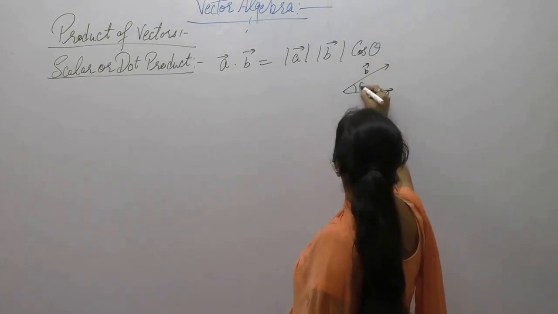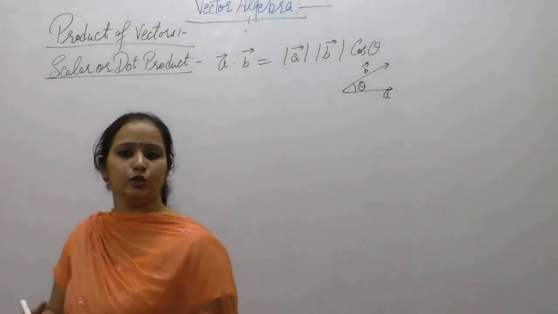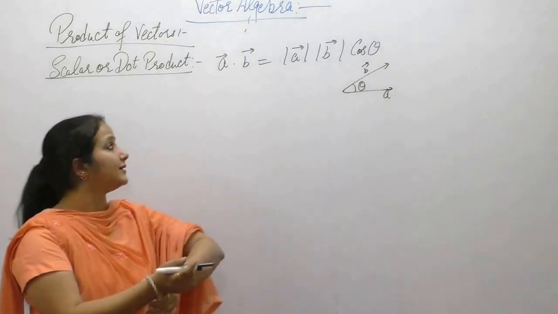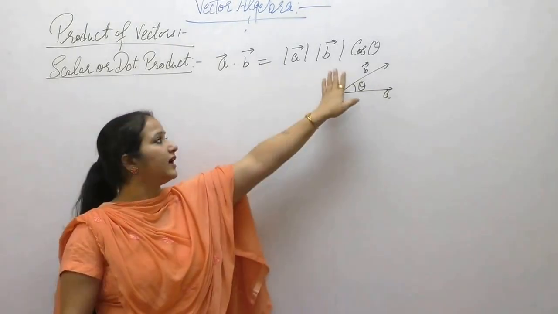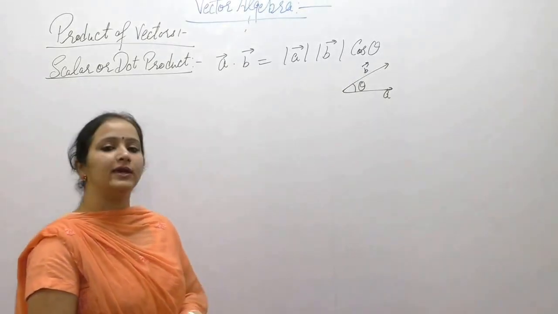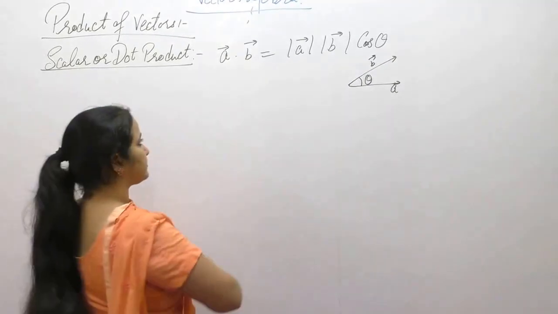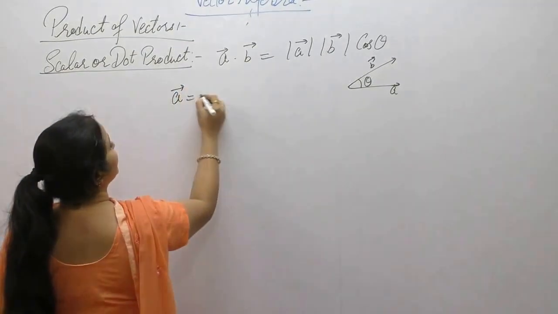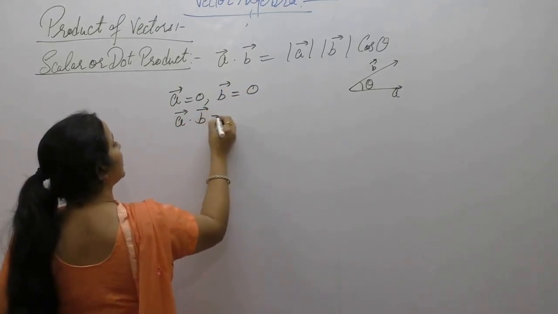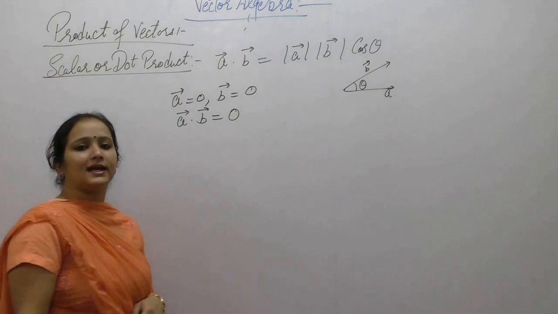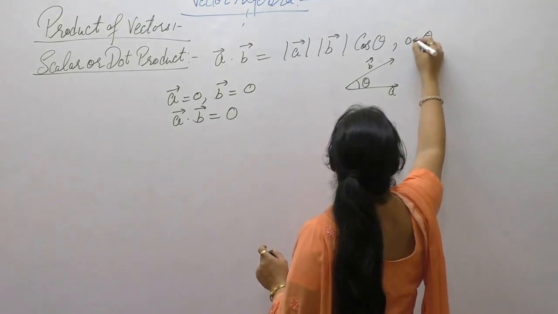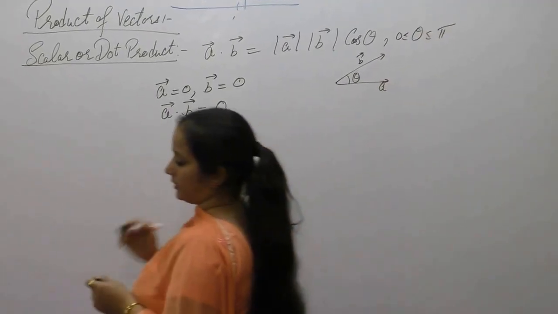Theta is the angle between these two vectors. If A and B are two vectors, then the dot product of these vectors is equal to magnitude of A, magnitude of B into cos theta, where theta is the angle between these two vectors. Now if either A vector is 0 or B vector is 0, then A dot B is 0 and cos theta is not defined in this case. Otherwise, theta lies between 0 to pi.